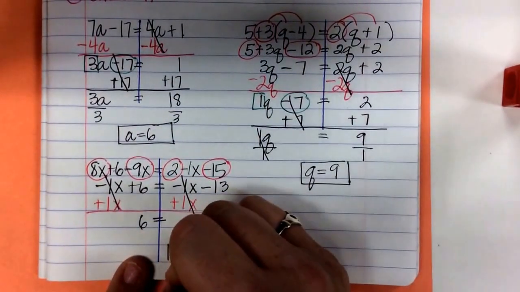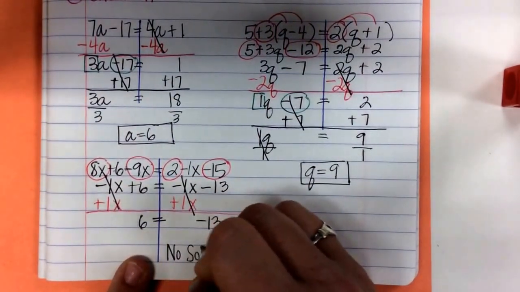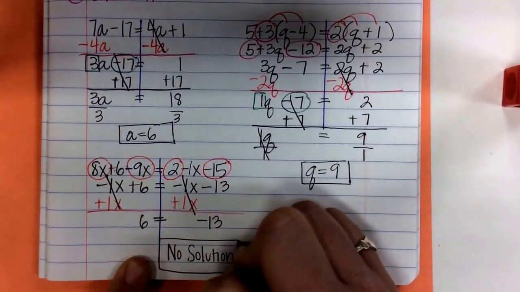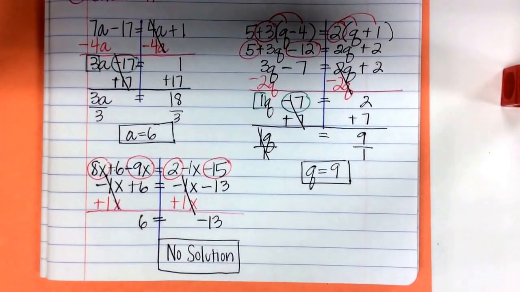If this happens, this answer is a no solution. 6 does not equal negative 13. There's no answer to this problem.